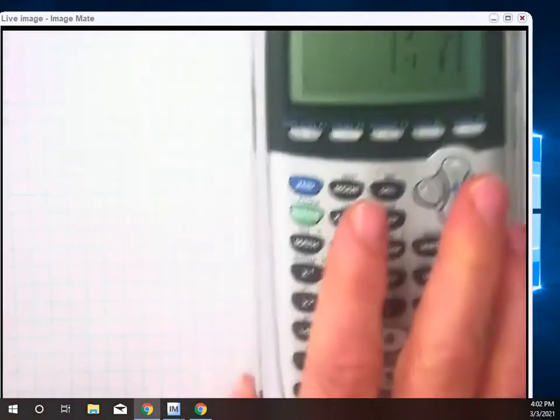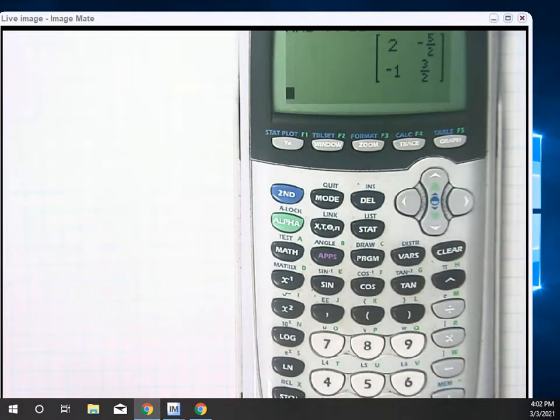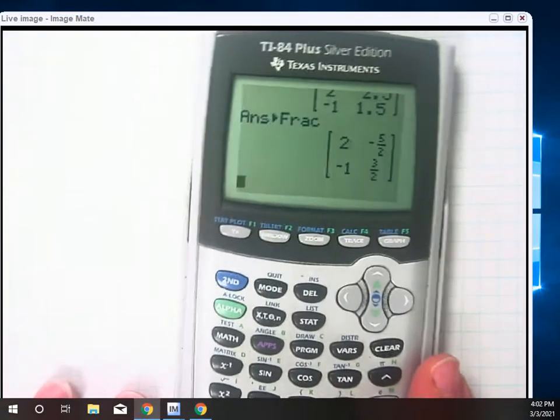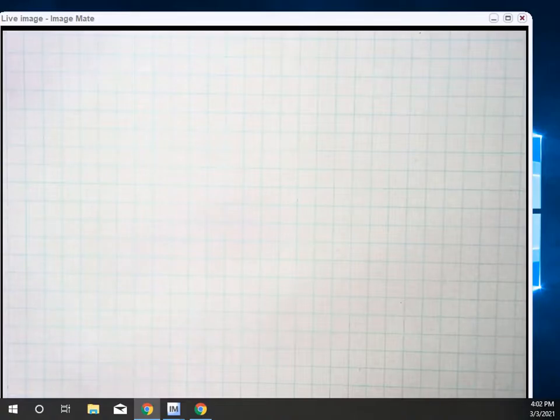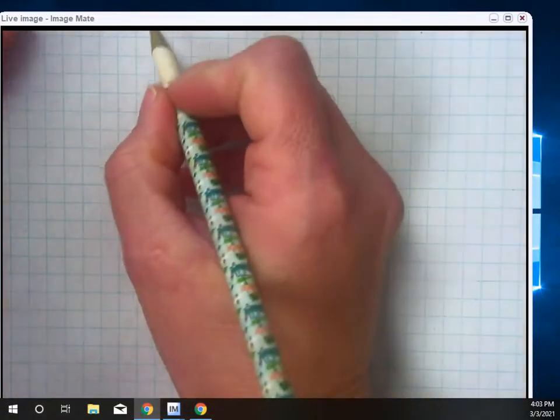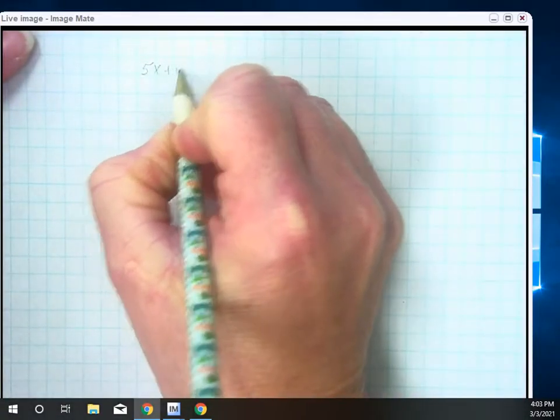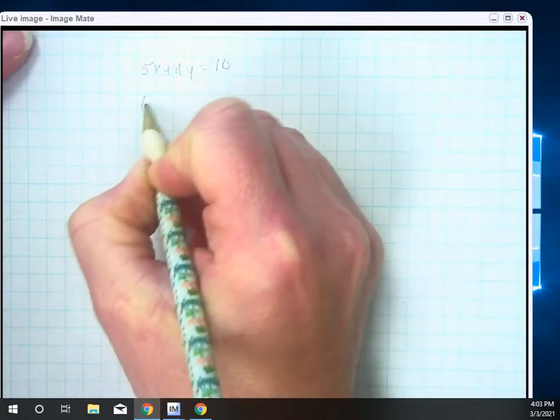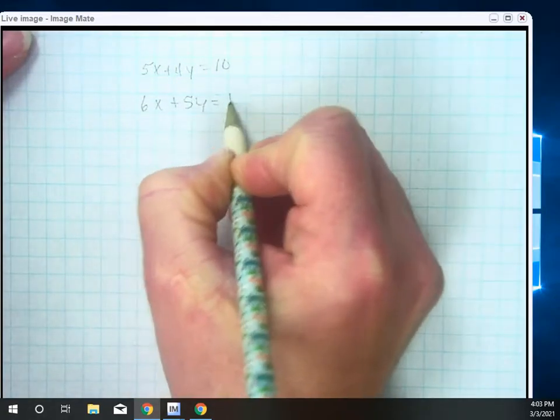The next thing I'm going to show you is how to use this calculator to solve an equation. The first thing I want to do is show you what the equation is. I have 2 systems of equations, so 5x plus 4y equals 10, and 6x plus 5y equals 13.